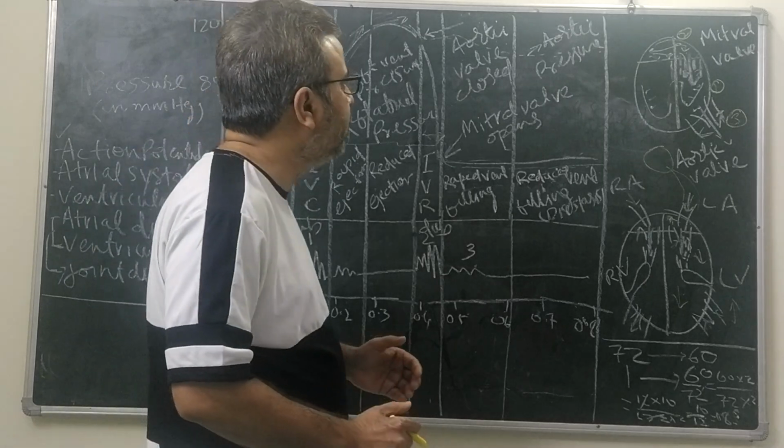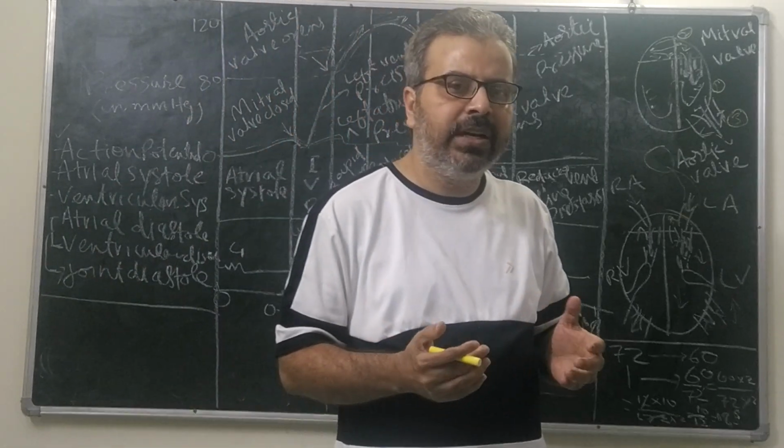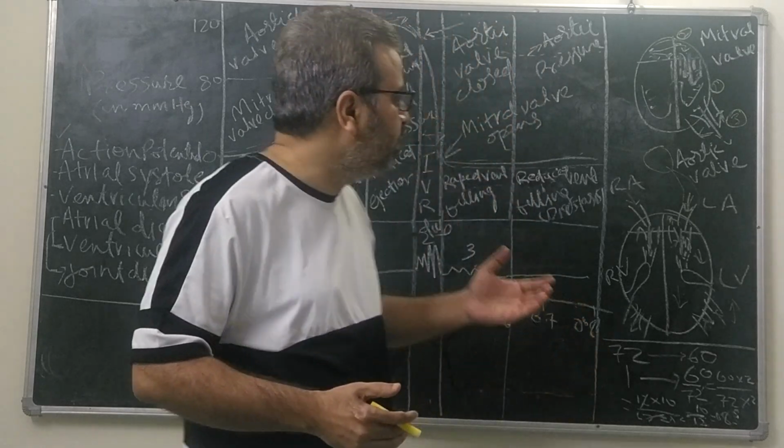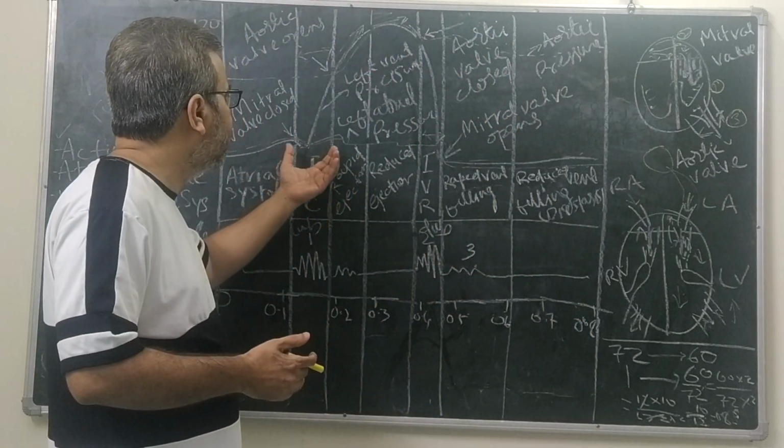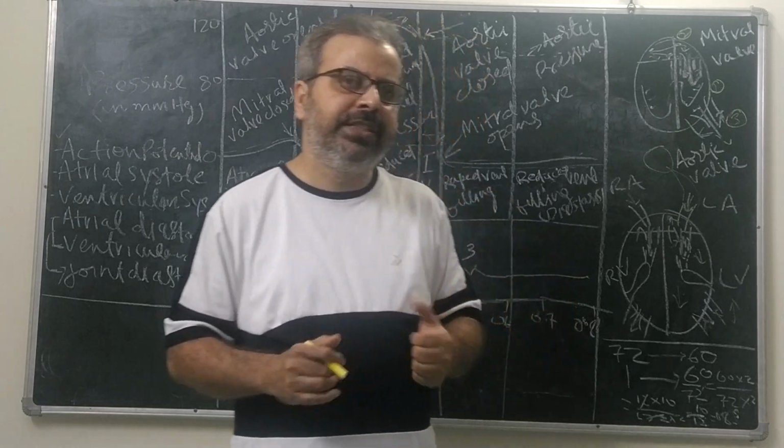So this was all about the cardiac cycle, and we have understood it with the help of this graph of blood pressures in mm of Hg.